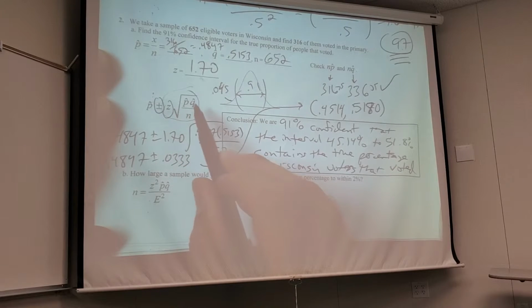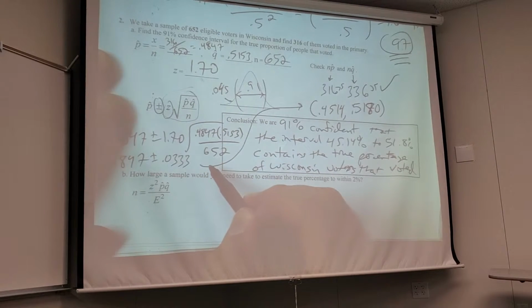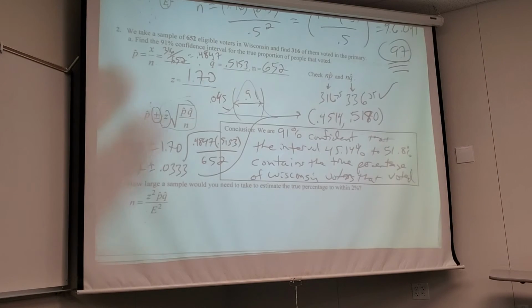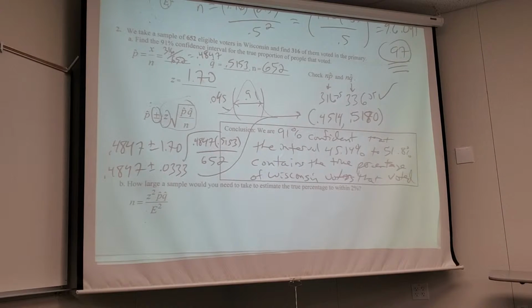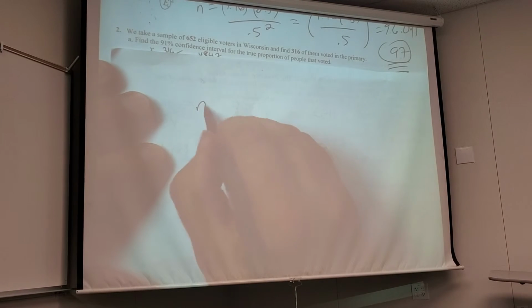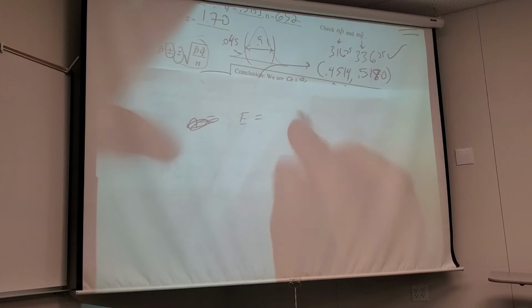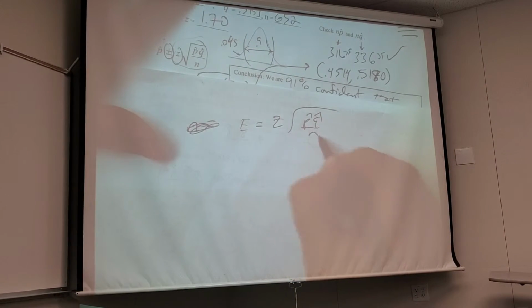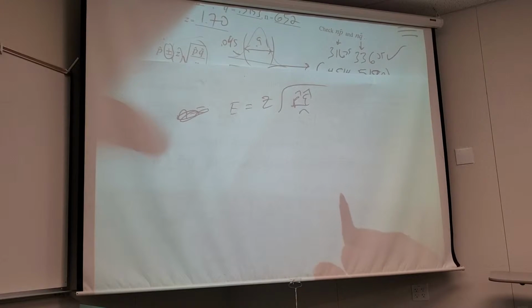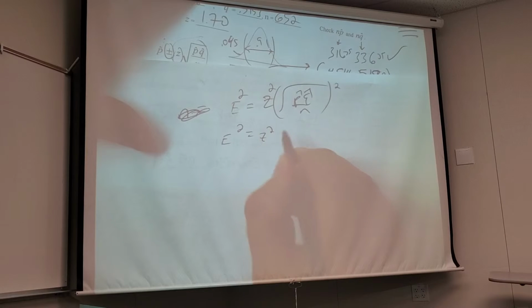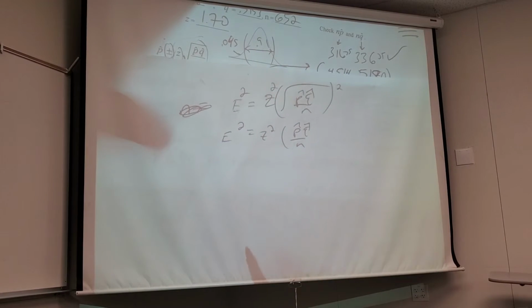squared both sides. You guys with me? Paper's not written on. There we go. So take E equals Z square root of P hat Q hat over N, and I solve for N. I'm going to go ahead and square first because there's a whole bunch under the square root. So E squared equals Z squared times P hat Q hat over N.